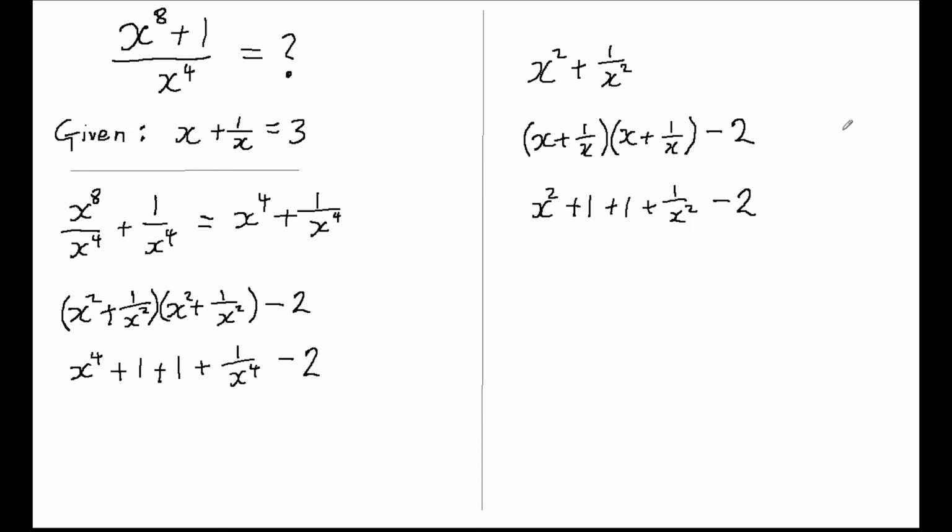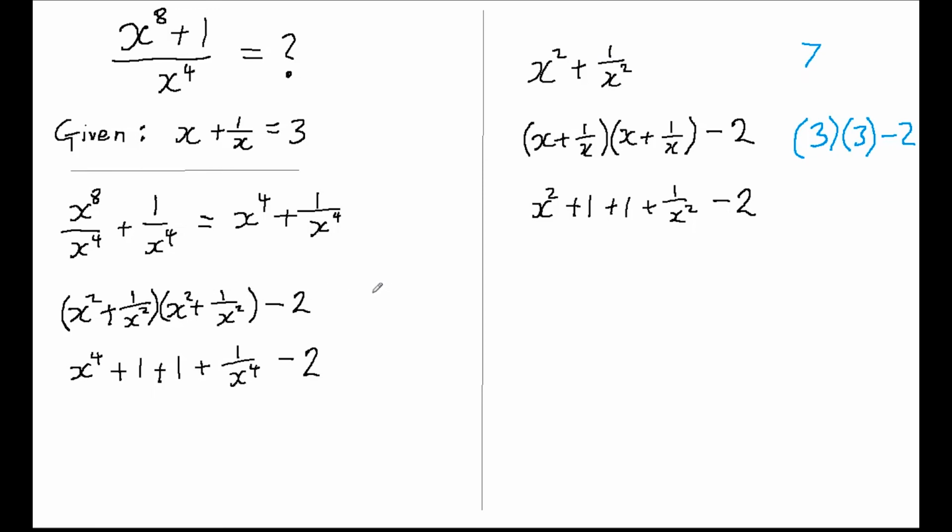So this here becomes 3 multiplied by 3 minus 2, which is 7. So in other words, each one of these lines equals 7. Now we know that x squared plus 1 over x squared is 7. So we can now substitute that in here.